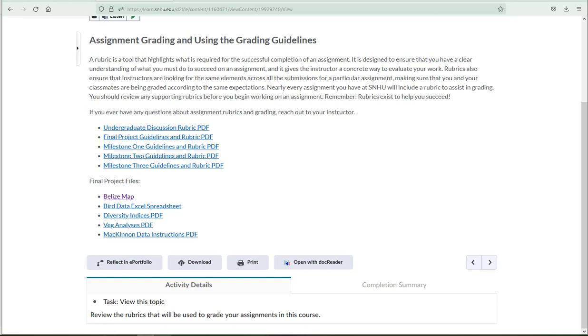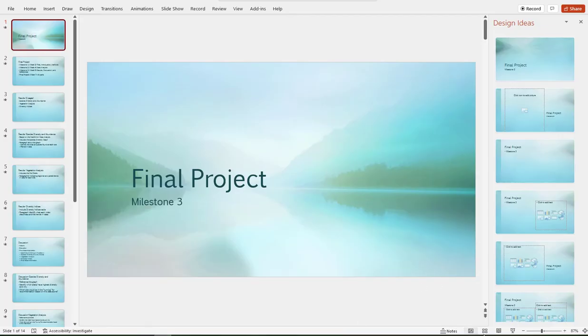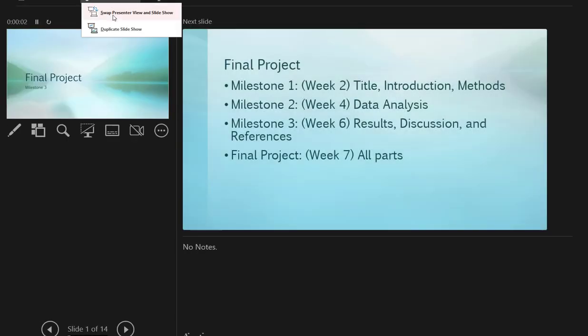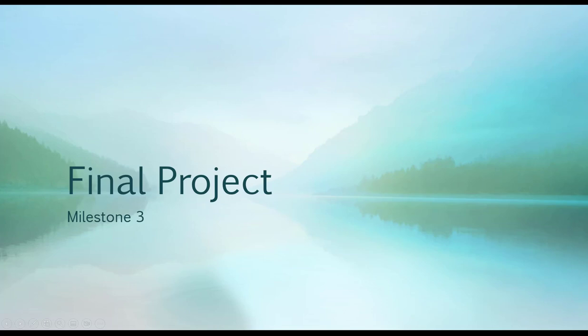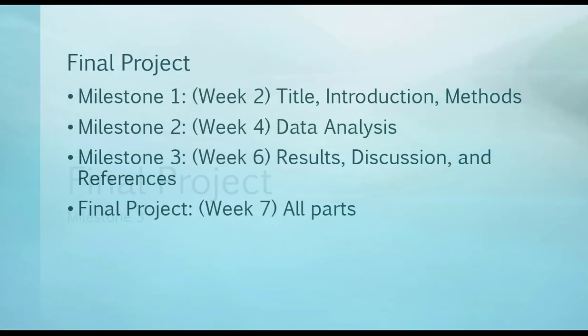Okay, so let's go ahead and take a look at what is required for our final project here. So far, you've already completed the title, the introduction, and the methods section of the final project, excuse me. And then you performed the data analysis for the McKinnon data. So now we basically have everything that we need to complete this project, okay?